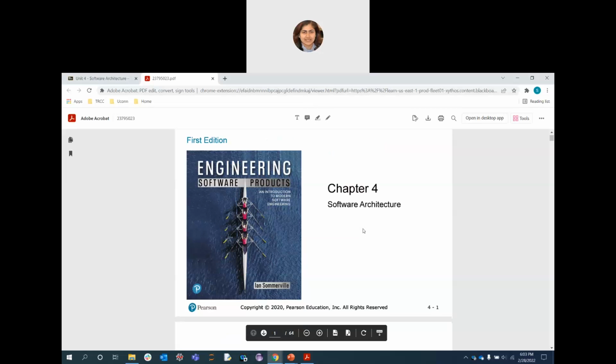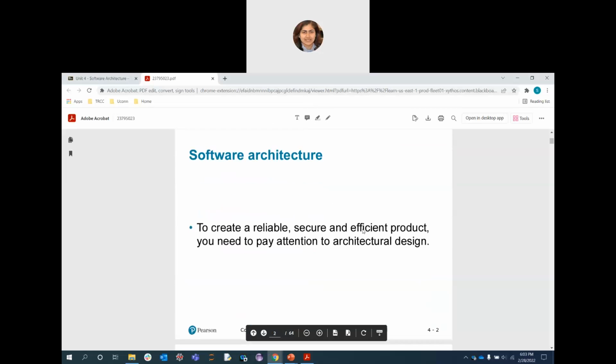Software architecture. Let's look into the main definition of it. What is software architecture and why is it important? To create a reliable, secure, and efficient product, we should always pay attention to the architectural design. And what are those architectural design aspects?